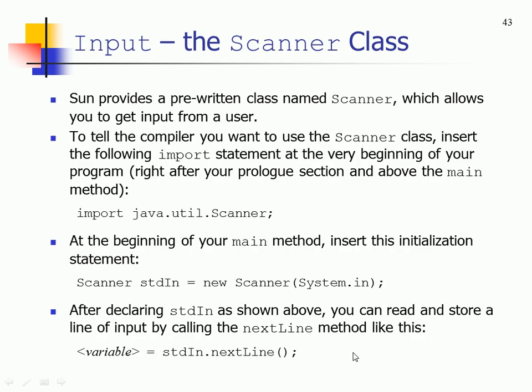So let's go back to the slides for a second. We import the scanner. At the beginning of main, we include this statement. After declaring stdin as shown, you can read input with next line. Now, stdin is what most people use. It stands for standard input, which should be our keyboard. But a lot of times, people use keyboard. Or you could use puppy. I don't care what you call it. You can use anything, as long as you're consistent throughout.